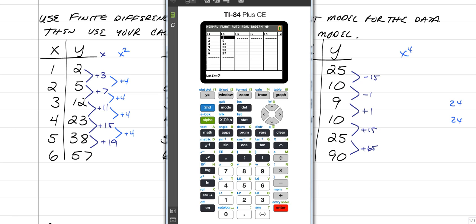So what you're going to want to do is pause the video and make sure you have all of your x's typed into L1 and all of your y's typed into L2. So pause the video and give that a try. Once you're ready, click play and you'll get to see what you do next.